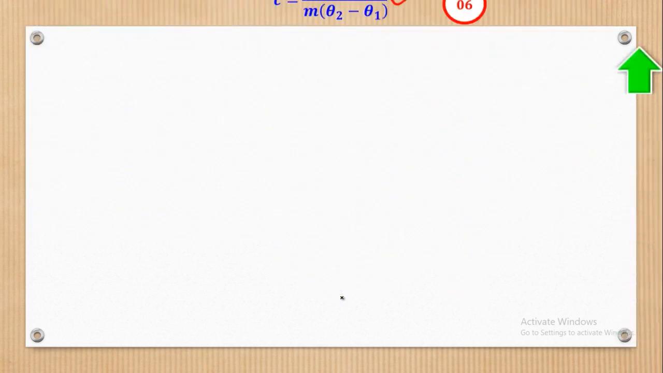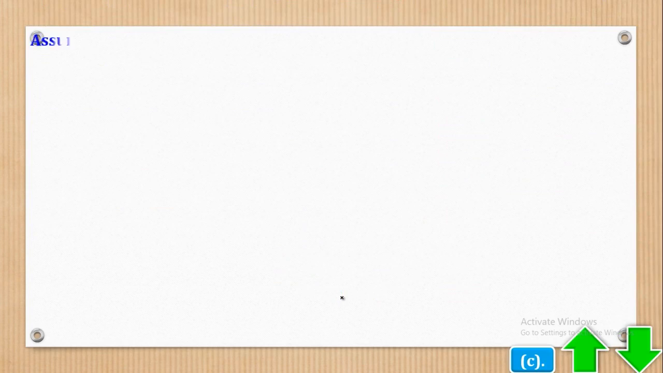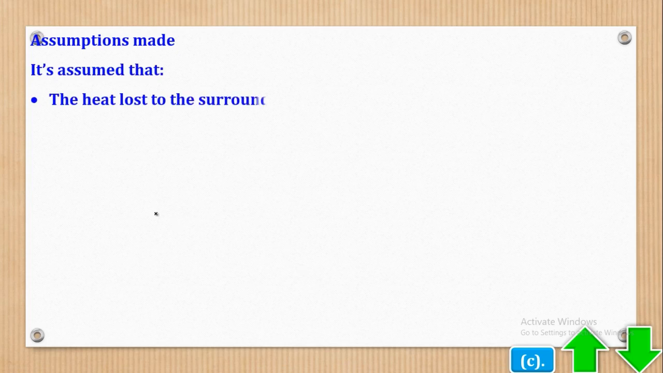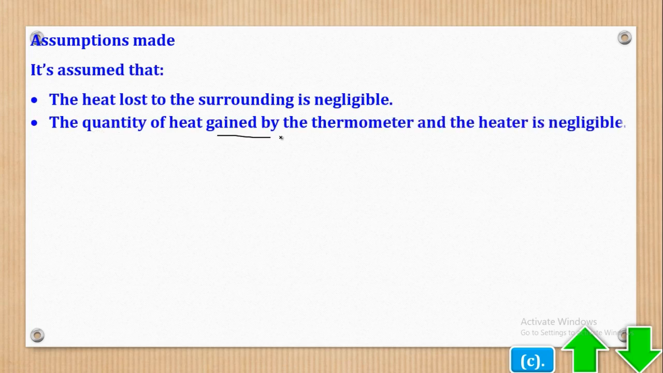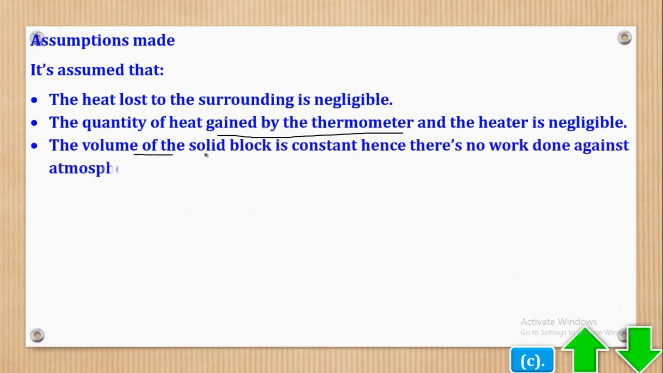But remember, they also talked about the assumptions made. So the assumptions you have said: it's assumed that 1. Heat lost to the surrounding is negligible. 2. The quantity of heat gained by the thermometer and the heater is negligible. 3. The volume of the solid block is constant, hence there is no work done against atmospheric pressure. In other words, it doesn't expand. So that was part B.